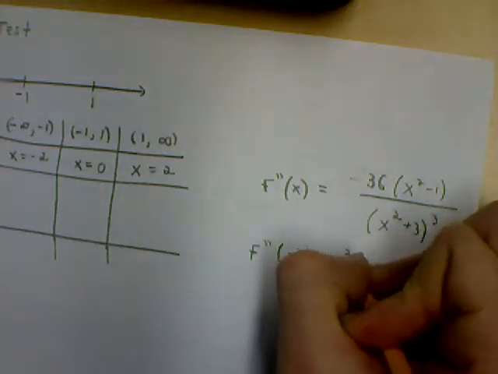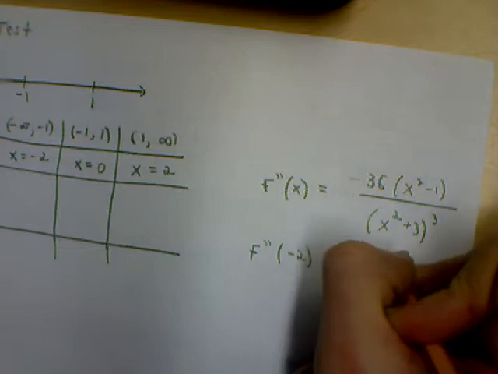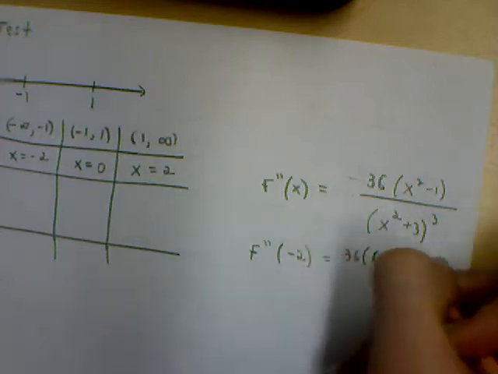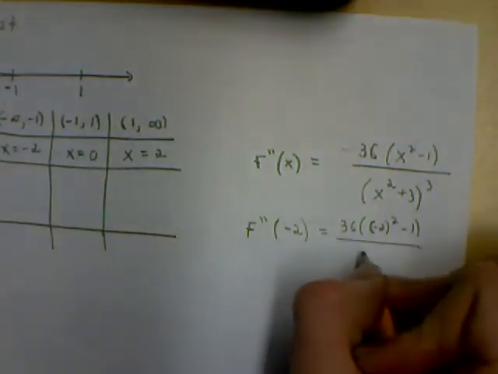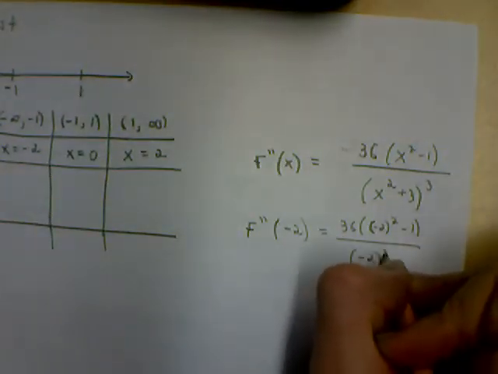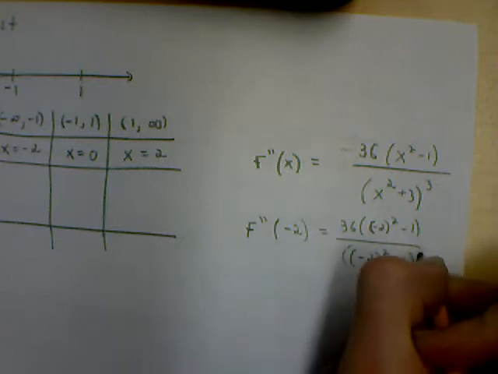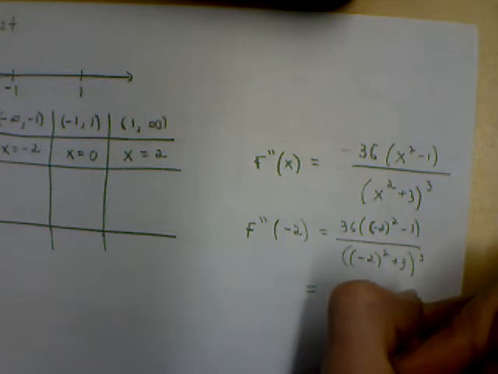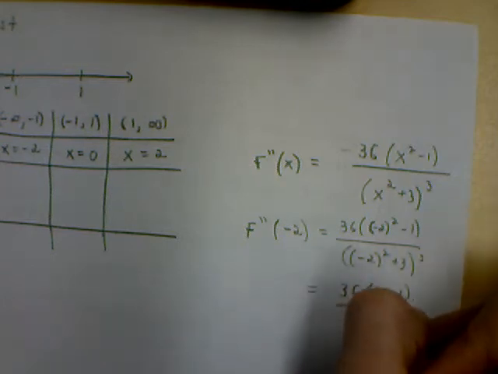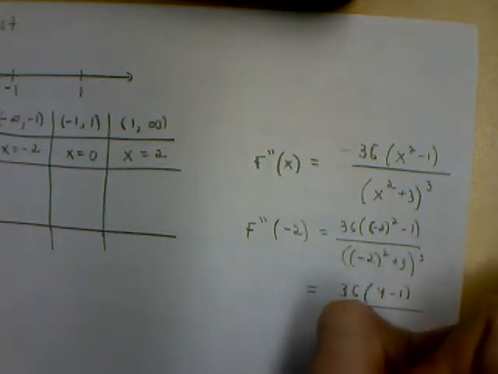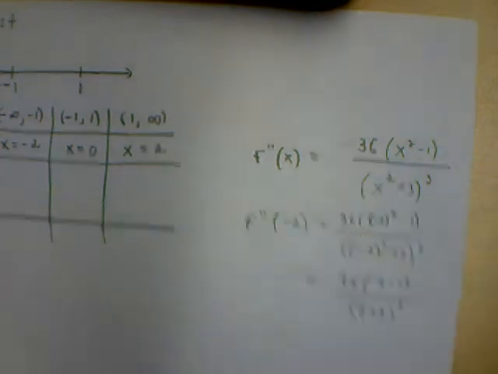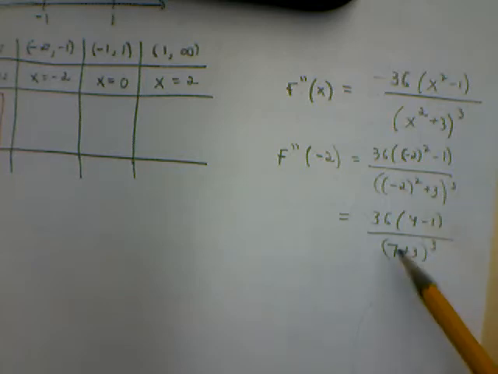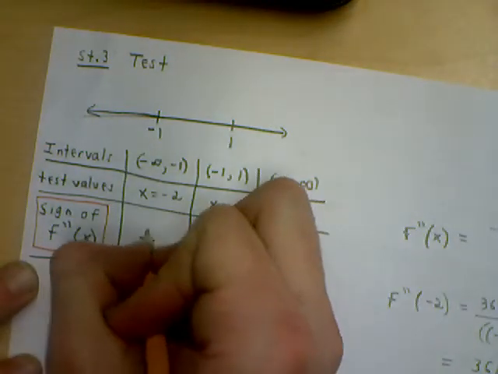That's going to give us 36 times negative 2 squared minus 1 over negative 2 squared plus 3 cubed. So it's going to give us 36 times 4 minus 1 over 7 plus 3 cubed. I can already tell I'm only going to have positives left. 36 times positive 3 over 10 cubed, so it's going to be positive.